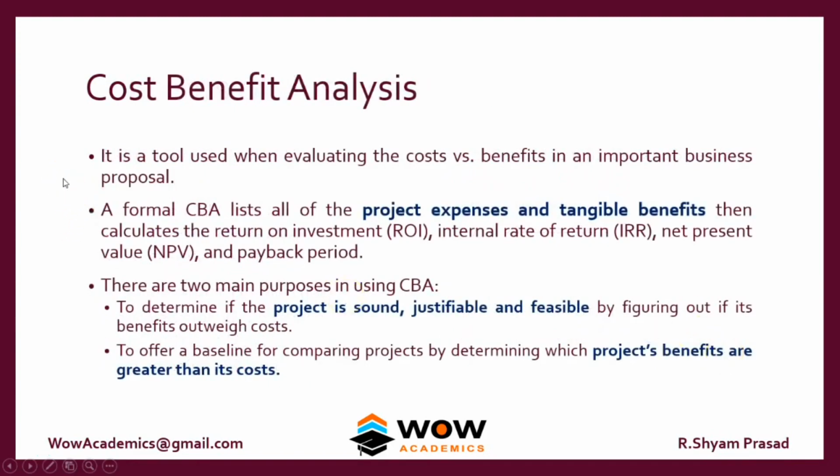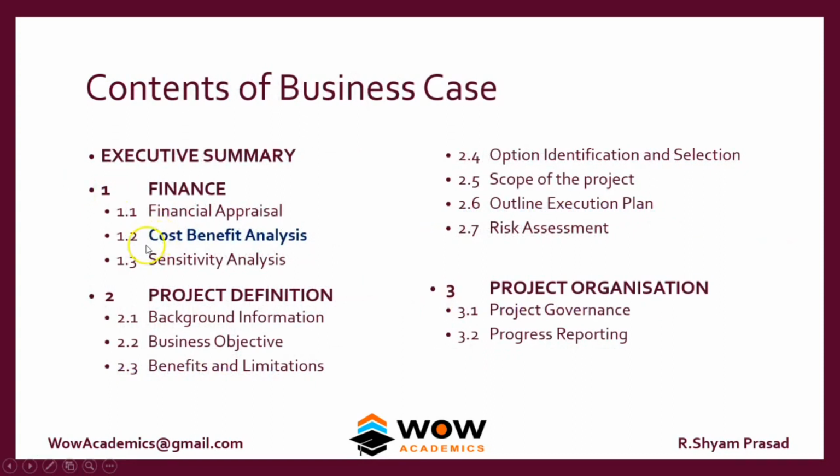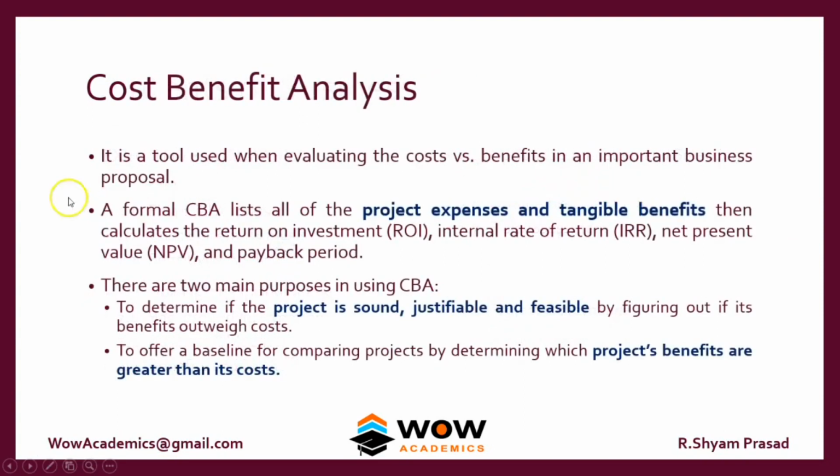So now we will go to one part of the business case, that is cost benefit analysis. Cost benefit analysis tries to find out whether we should do this project, in terms of how much cost we are going to incur and how much benefit we are going to get from it. We list all the project expenses, and we list the benefits. We use ROI, IRR, NPV and the payback method to find out the benefit we are going to get. So this tells us how much benefit we are getting for the cost involved.